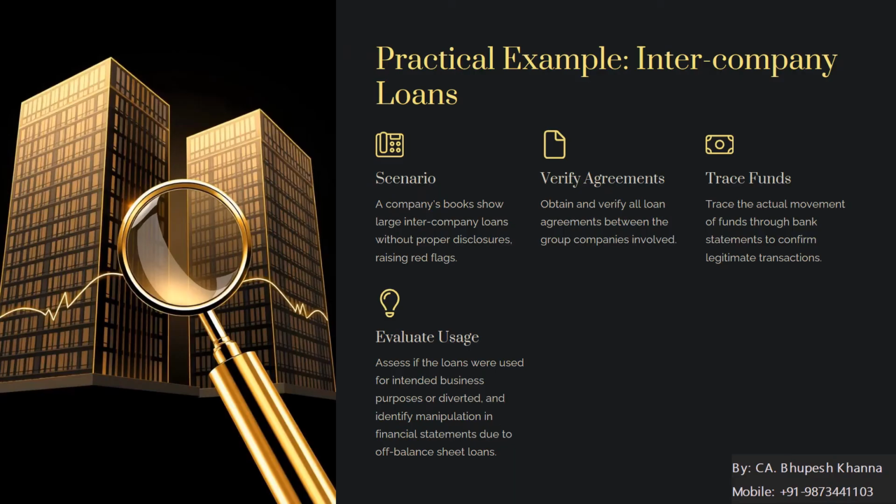Now, time for a practical example. Scenario: during a forensic investigation, a company's books show large intercompany loans without proper disclosures. Application of FAIS 430: obtain and verify loan agreements between group companies. Trace actual fund movements through bank statements. Evaluate if the loans were used for intended business purposes or diverted. Identify potential manipulation in the financial statements due to off-balance sheet loans.